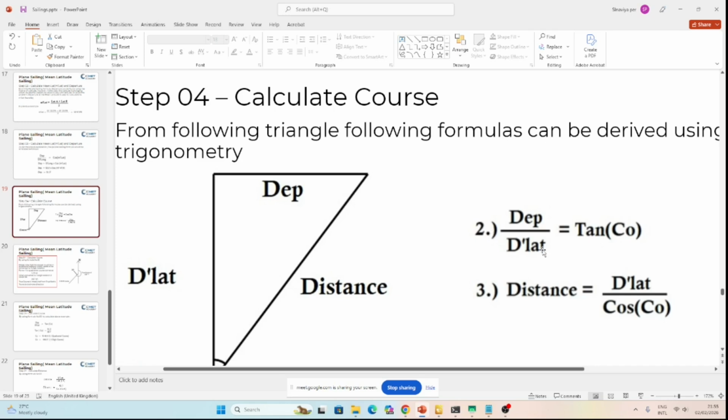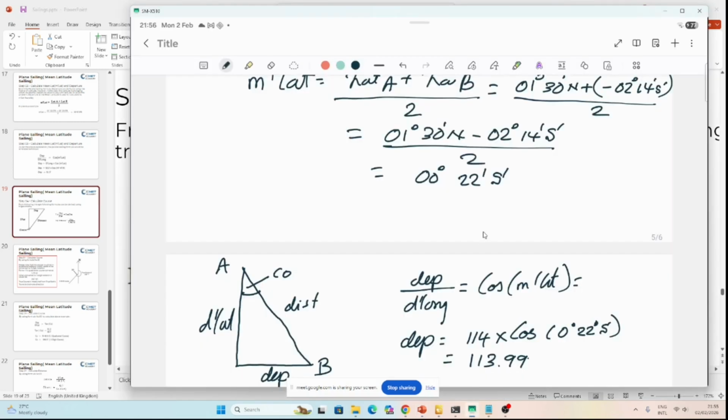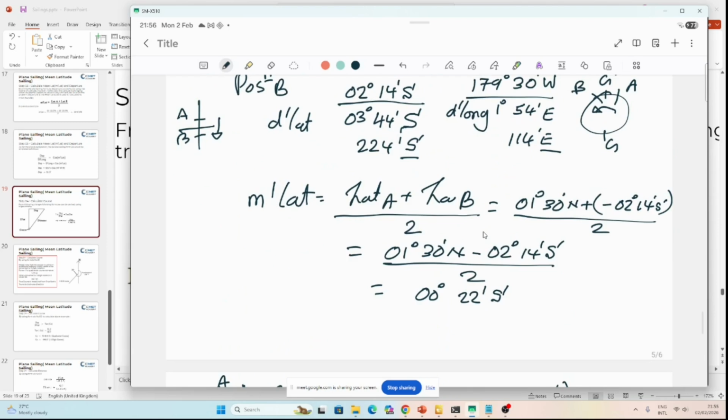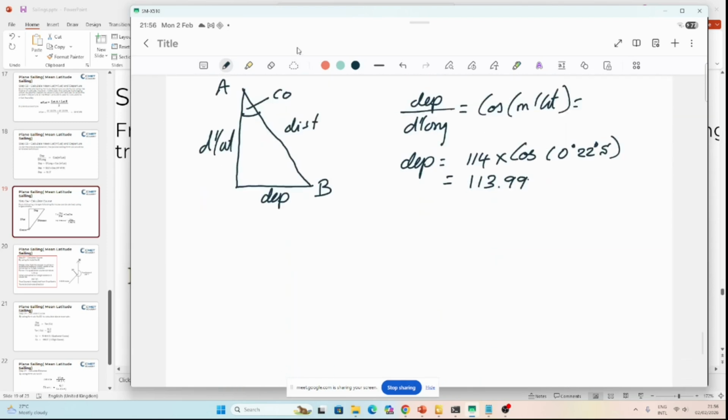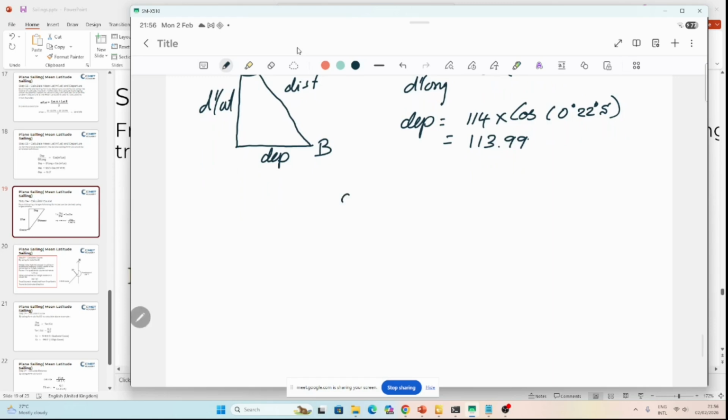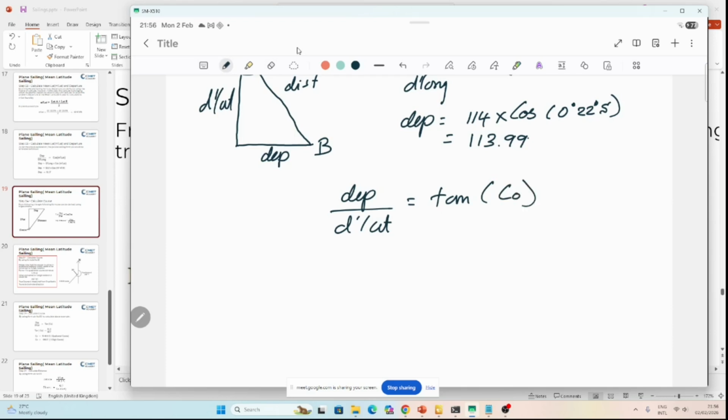I have shown it here. Departure divided by d lat is equal to tan course. That is the plane sailing formula. So the plane sailing formula is departure divided by d lat equals tan course. So tan course equals departure 113.99 divided by the d lat, which is 224, which is 0.5088.